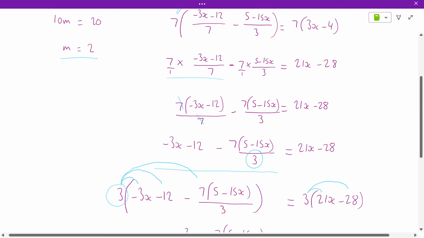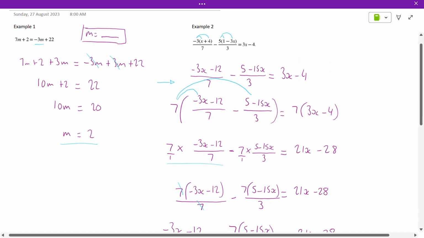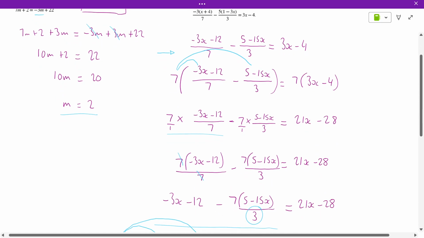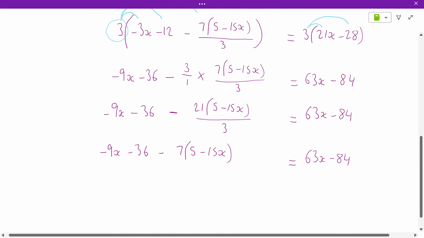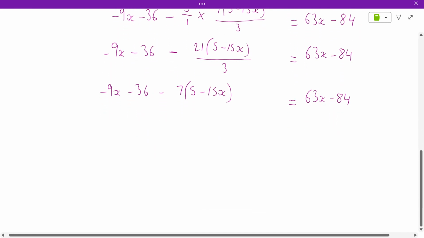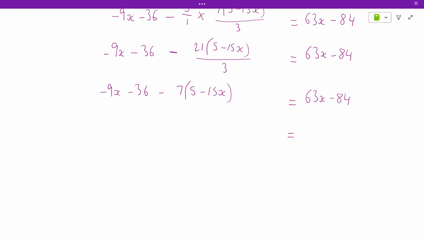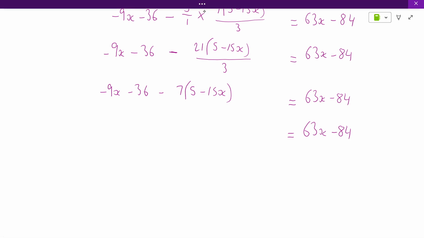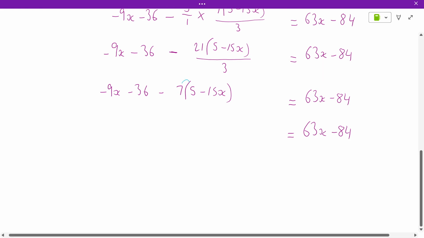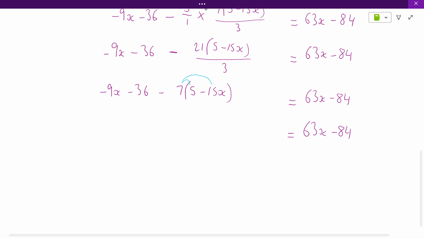Okay, before we go any further, the whole process that we've just done, multiplying those fractions out, that could be simplified if you chose to use the highest common multiple, but I wanted to show you it step by step. That's why we're doing it just one by one, and we're doing it really slowly like this. Okay, now let's write the right hand side again. 63x minus 84. And now let's multiply this out. So I've been drawing my line, so let's draw some lines some more. Negative 7 times 5 and negative 7 times negative 15x.